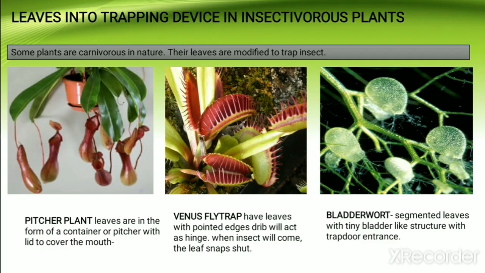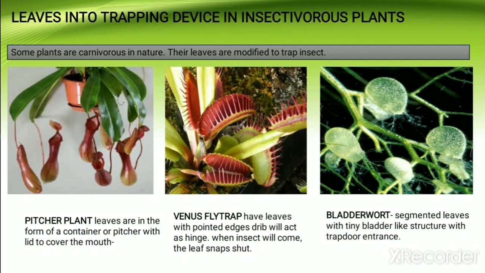Next modification is that leaves get converted into some trapping devices in insectivorous plants. Some of the plants are carnivorous in nature, meaning generally all the plants manufacture their food on their own and they don't need any food from the outside. But in some cases, some plants switch on their carnivorous mode. What does carnivorous mode mean? Now they will feed on some insects. And now these plants are called insectivorous plants.